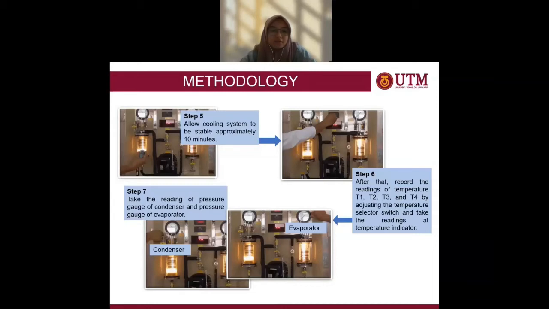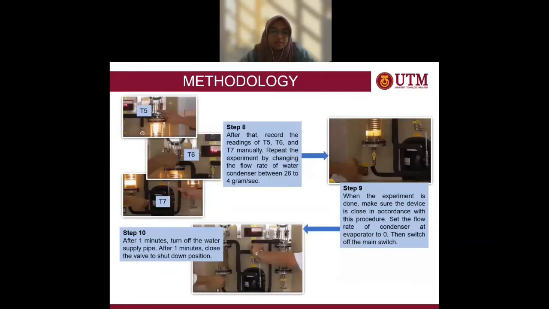So we have to count until 10 minutes. Then for step 6, record the readings of temperature T1, T2, T3, and T4 by adjusting the temperature selector switch and taking the readings at the temperature indicator. Step 7, take the reading of the pressure gauge of the condenser and the pressure gauge of the evaporator. As you can see, there is the evaporator and there is the condenser.